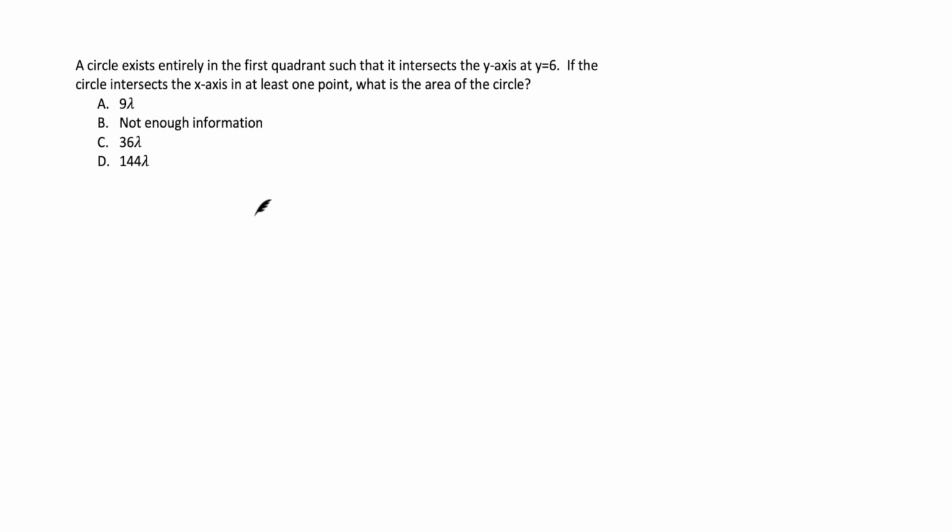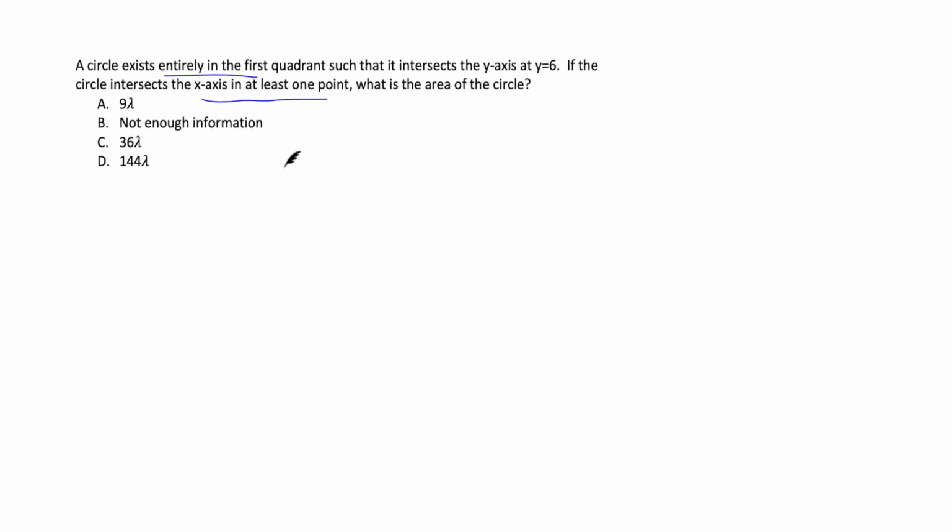Another very interesting question. A circle exists entirely in the first quadrant such that it intersects the y-axis at y equals 6. If the circle intersects the x-axis in at least one point, what is the area of the circle? Please pause the video and read the question again if you want. Now, we are given two very important pieces of information. The first is that the circle exists entirely in the first quadrant, and the second is that it intersects both the x and the y-axis.